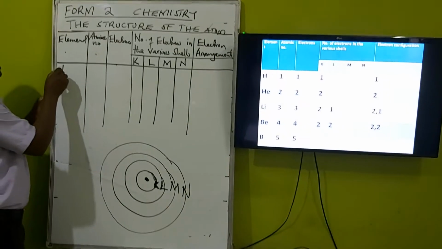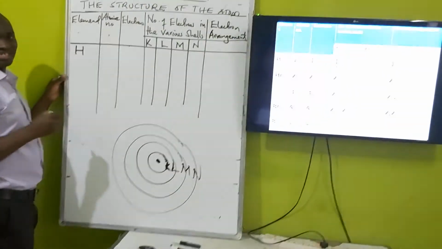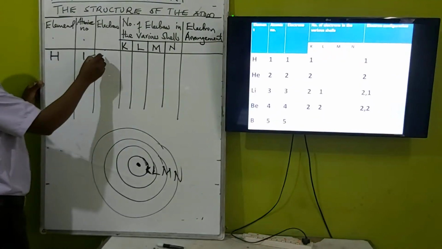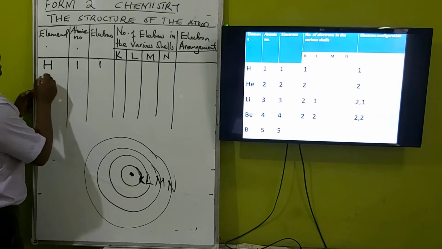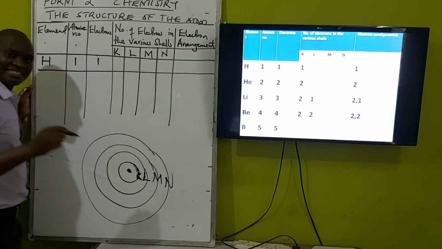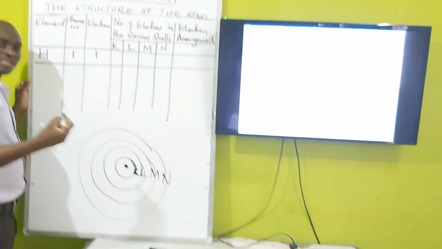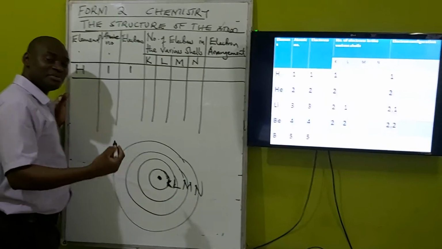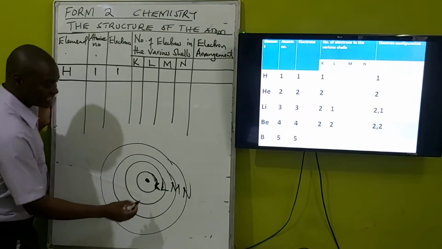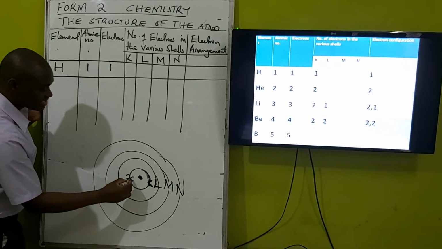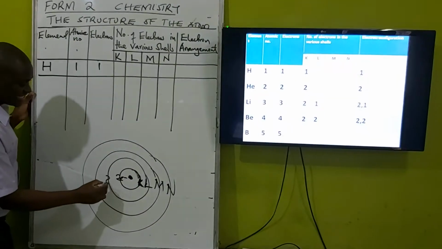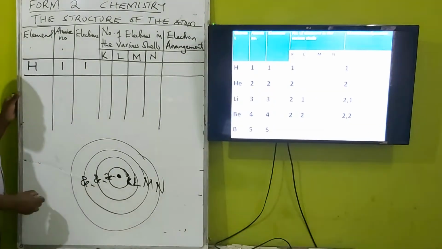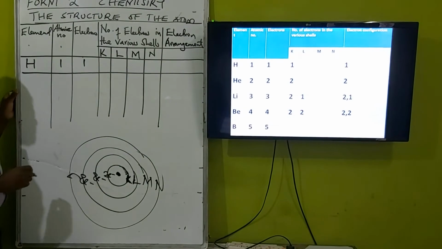Now the first element is hydrogen. That's where we start. And we say hydrogen is atomic number 1. How many electrons? 1 electron. And remember that in our last lesson we talked about the distribution of electrons, where we say the first energy level can accommodate 2 electrons, the second energy level 8 electrons, the third energy level also 8 electrons. Then the remaining electron will move to the fourth energy level.